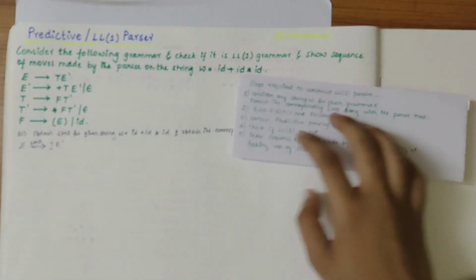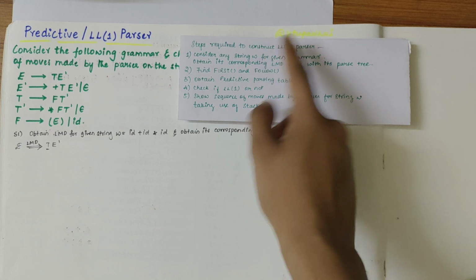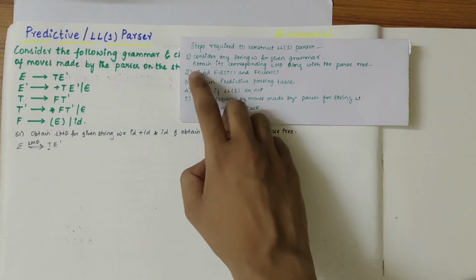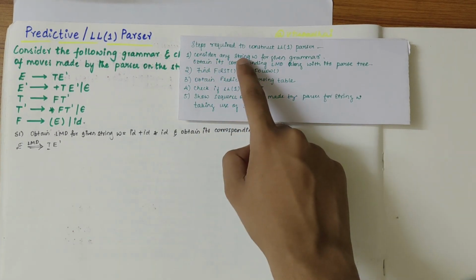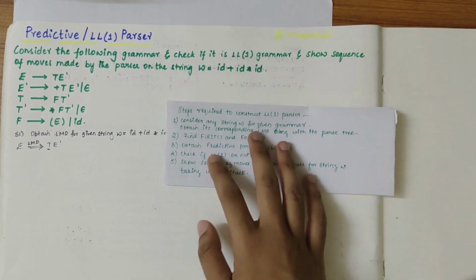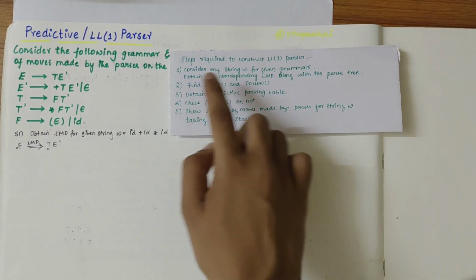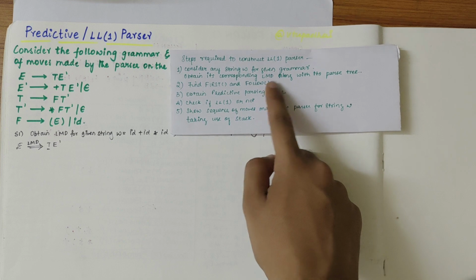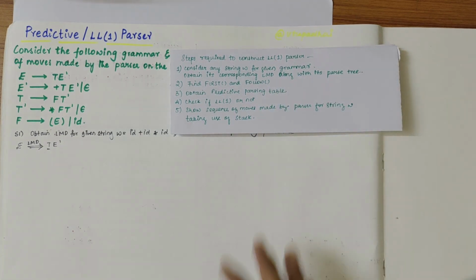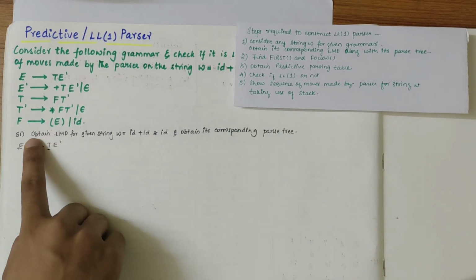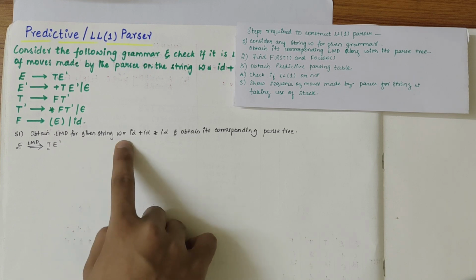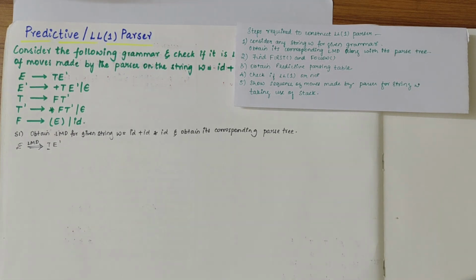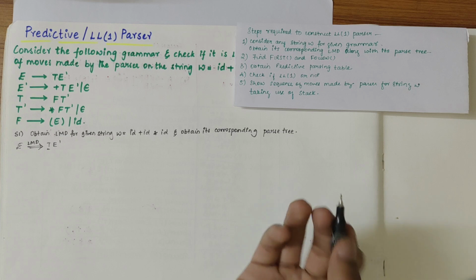So here I've written down the steps required to construct the LL1 parser. So the first step says that construct any string W for given grammar. Here W is specified. So we need to obtain its corresponding LMD along with its parse tree. So our first step is to obtain LMD for given string W is equal to ID plus ID star ID and obtain its corresponding parse tree.